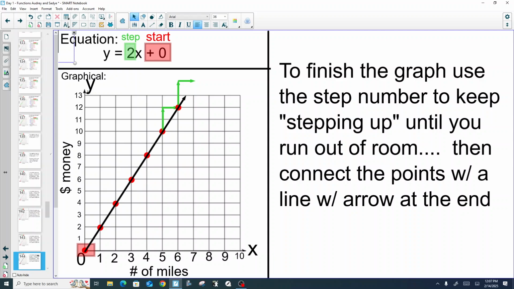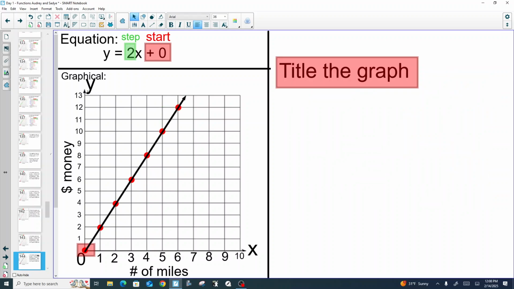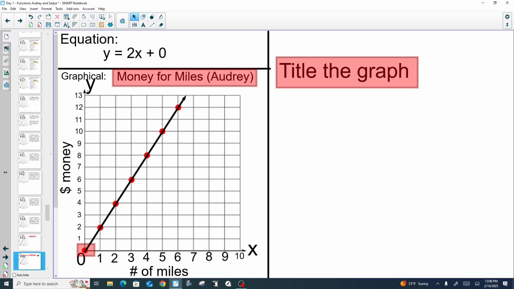Okay, so the next thing that we need to do is take a look at the Sadye graph. Oh, wait. We need to title it. Now, you could call it like Audrey. But how about we just put down money for miles, and we'll put Audrey in parentheses. Okay? So, that's one thing that we tend to forget, is to title a graph, label the x and y axis, number the x and y axis. Make sure you put a line with an arrow on it. Those are things that we have to do when we say graph it.